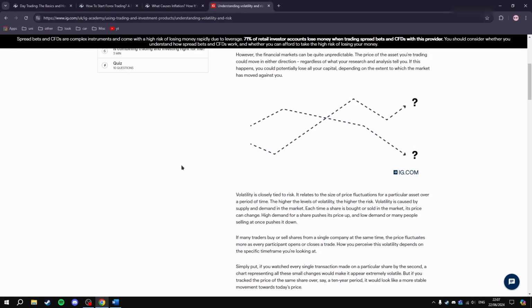However, the financial markets can be quite unpredictable. The price of the asset you're trading can move in either direction, regardless of what your research analysis tells you. If this happens, you could potentially lose all your capital depending on the extent to which the market has moved against you.